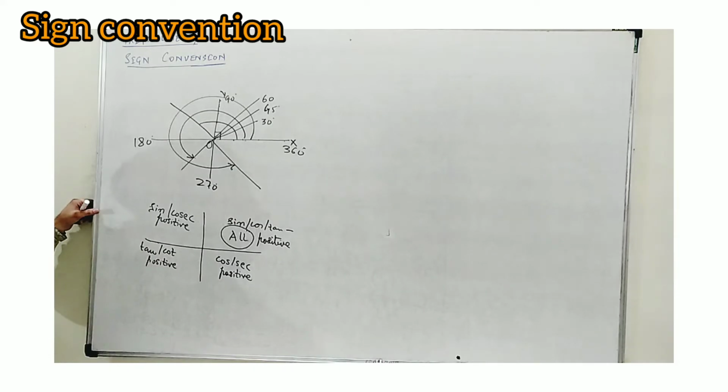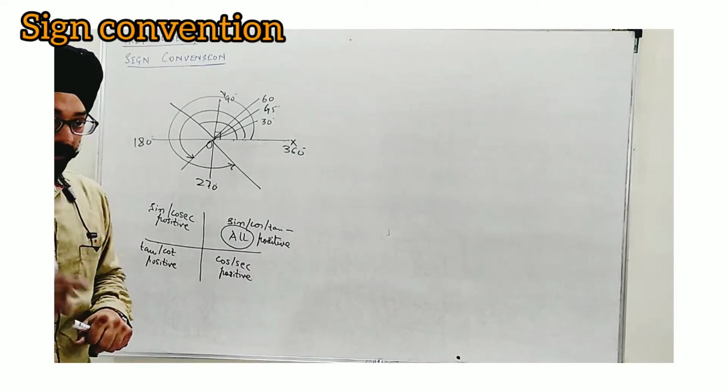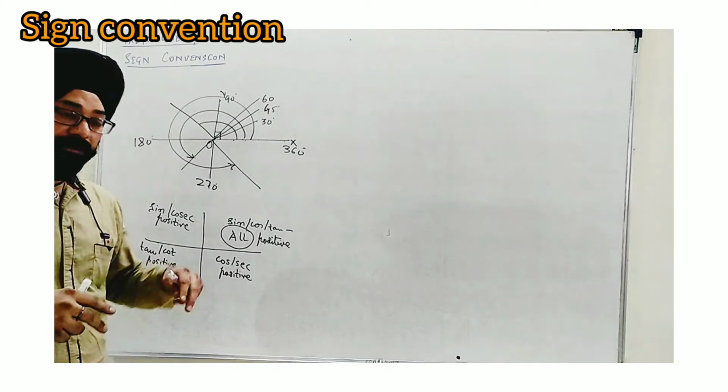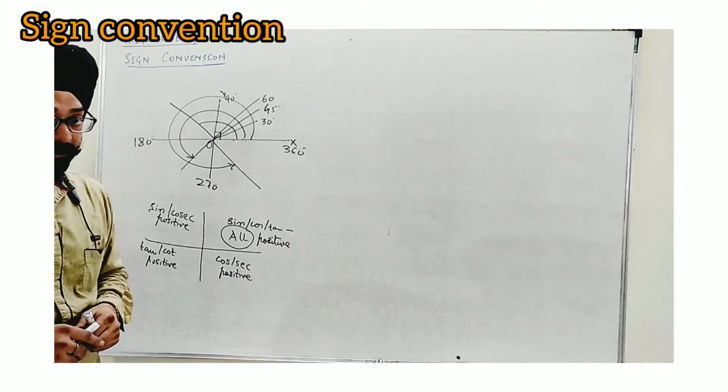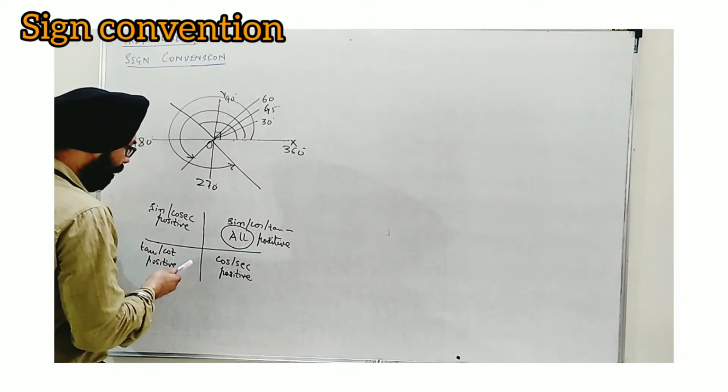So this way we conclude one thing, that any function you pick will be positive in two quadrants and in the rest of the quadrants it will be negative. Okay, that's its nature. Now to keep in mind, there are different types of abbreviations which are introduced here.